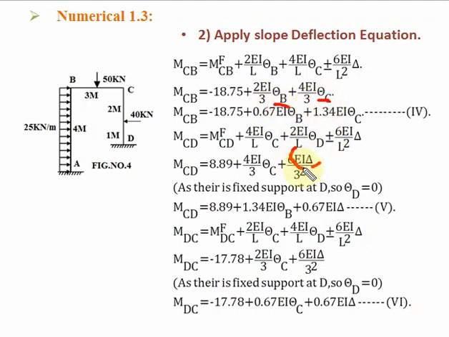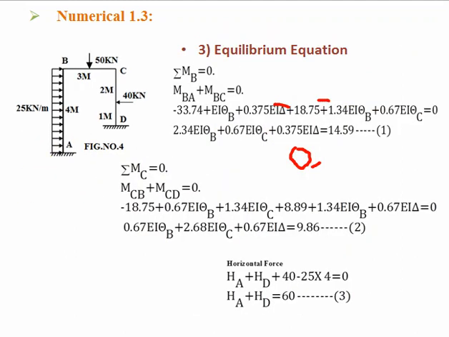As EI is given in the problem. Sometimes it may be given or it may not be given. But when we put the values of theta B and theta C in terms of EI, this EI automatically gets cancelled. So to find out the unknowns, we must have equilibrium equations. There are three unknowns, so we should have three equilibrium equations.